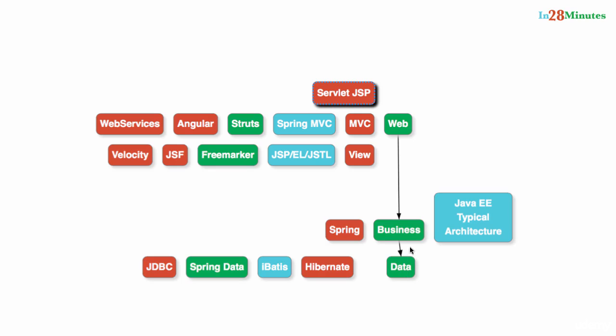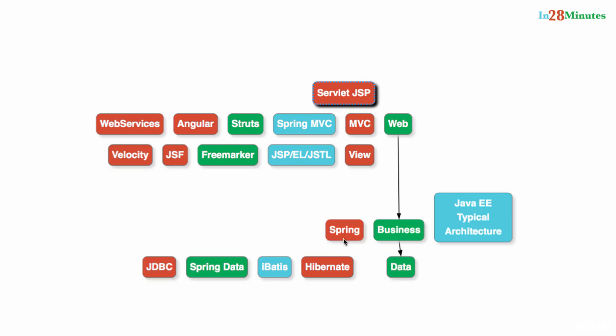So anything in the business layer, it cannot just have business logic. It needs to have some data as well. It needs to get the data from the database, or maybe from an external interface. So it needs the data layer. So the business layer is dependent on the data layer. So anything which is present in the business layer is typically dependent on the data layer.